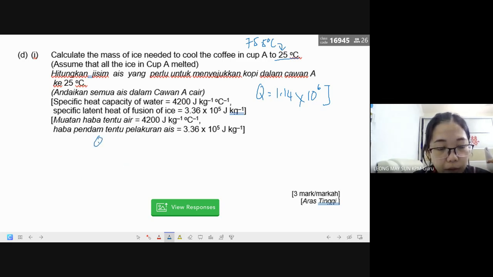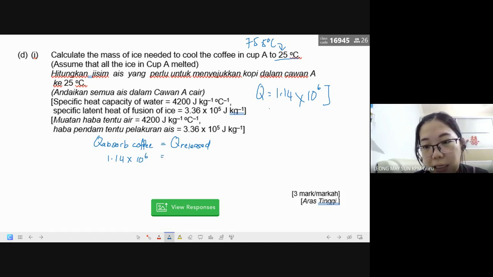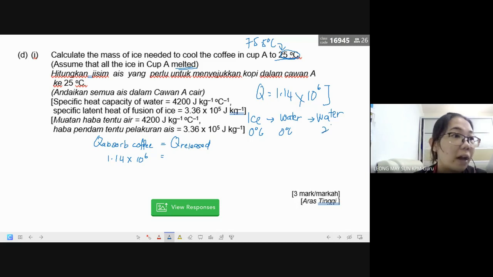Which means the amount of heat absorbed by the coffee is equivalent to the heat released by the ice. The heat absorbed by the coffee is what we calculated just now, which is 1.14 times 10 to the power of 6 joules. But the heat released is from ice at 0 degrees Celsius. It needs to change to water at 0 degrees Celsius, fully melted, and then the water will rise its temperature up to 25 degrees Celsius as well.